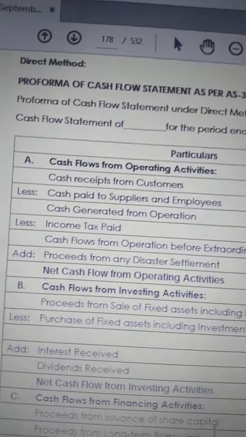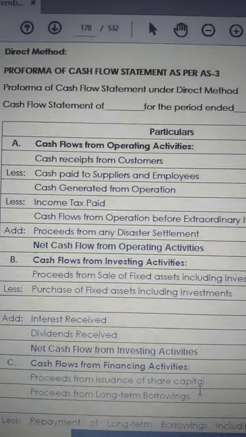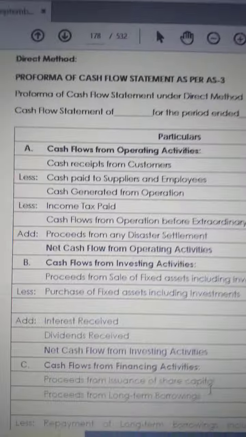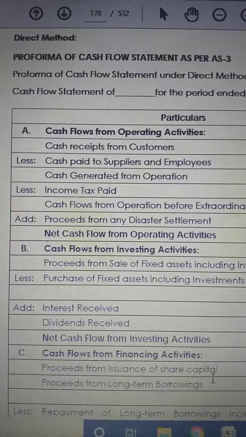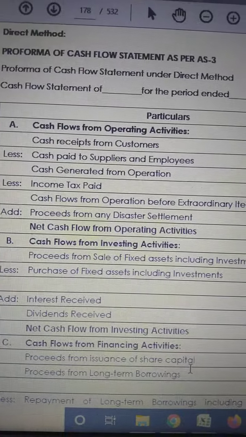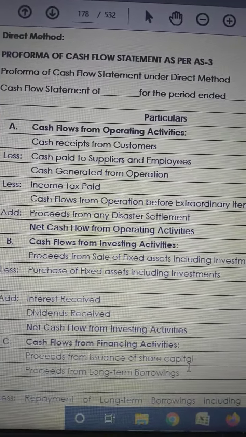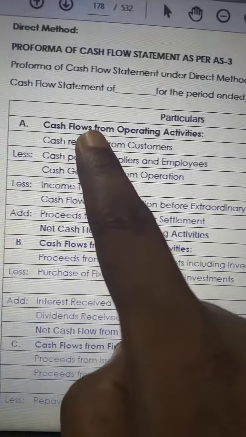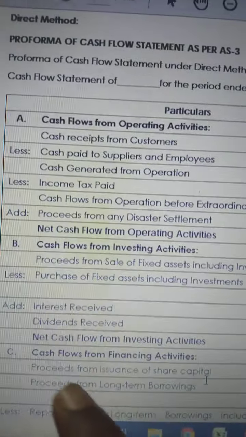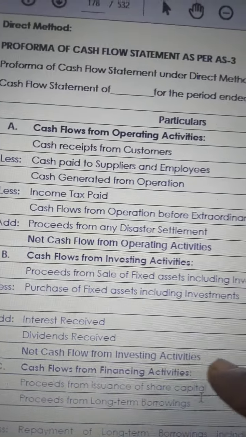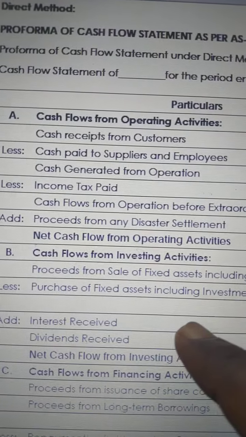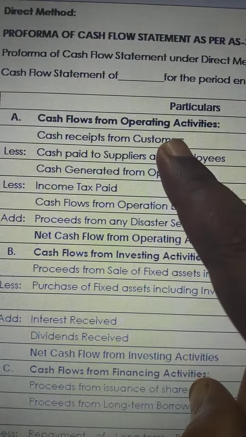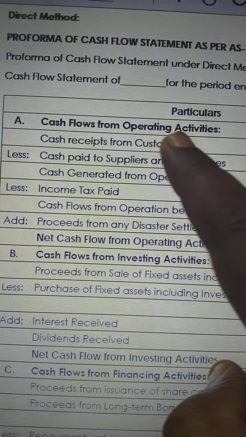This is the material format for the direct method. As I said, there are two methods: one is the direct method, another is the indirect method. The indirect method is important for examination, but we will simply go through the direct method also. Cash flow from operating activity, cash flow from investment activity, cash flow from financing activity. Totally three activities. So we will discuss first cash flow from operating activity. Operation means directly related to the business.